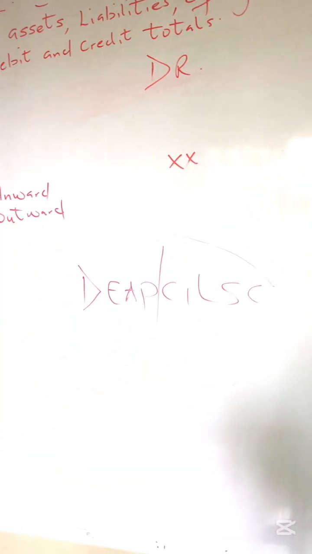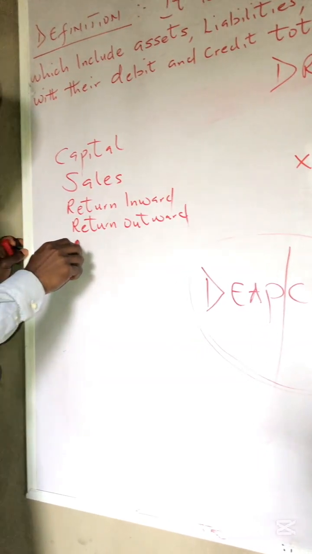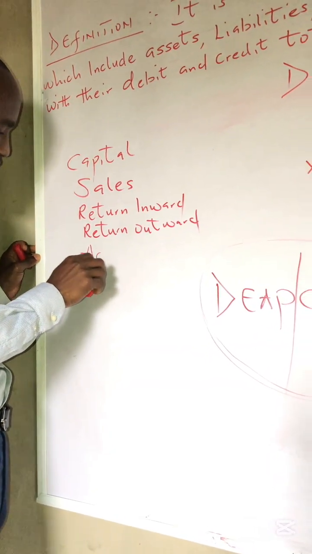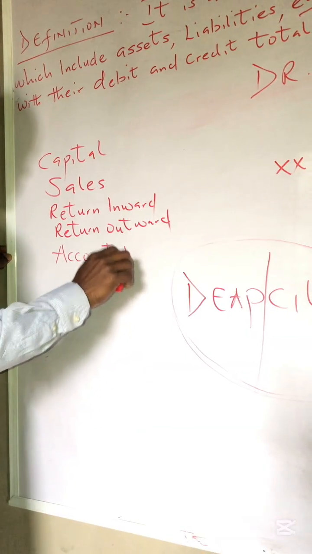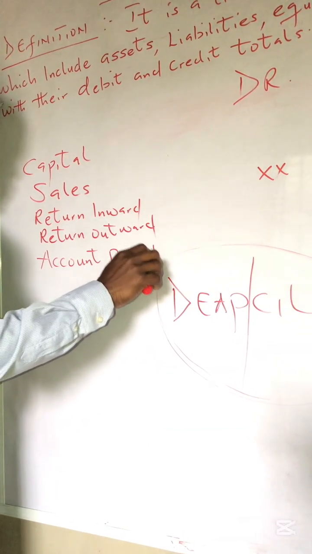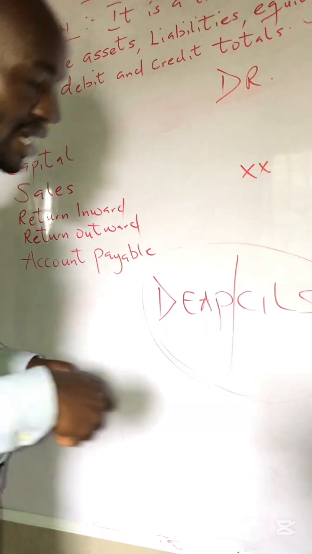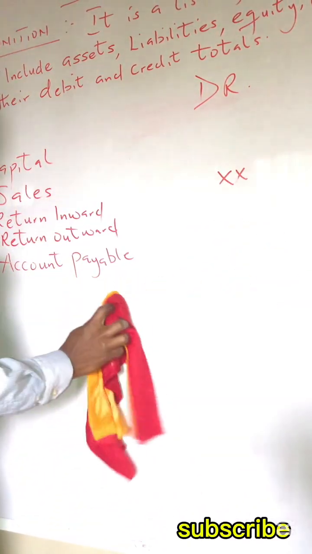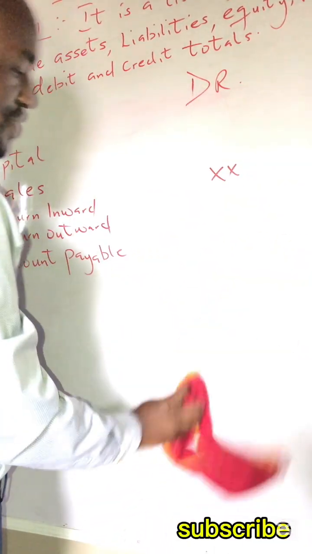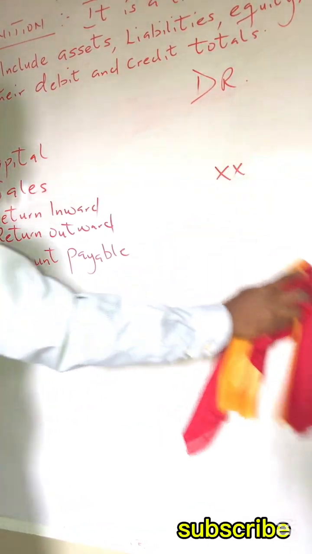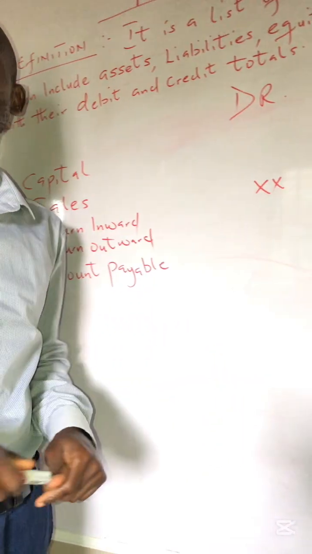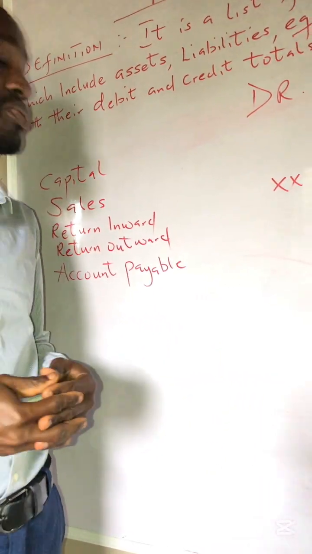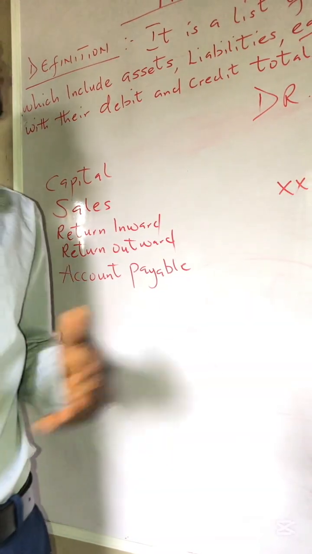So let's assume we have what we call account payable. Some students don't know the meaning of account payable. If you see account payable in your question, where are you going to post it? Your account payable is like those expenses we are yet to pay for. Maybe you want to buy a particular thing, or you subscribe for a particular thing, and you are yet to pay for it.